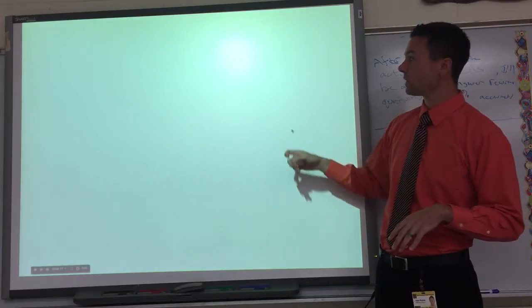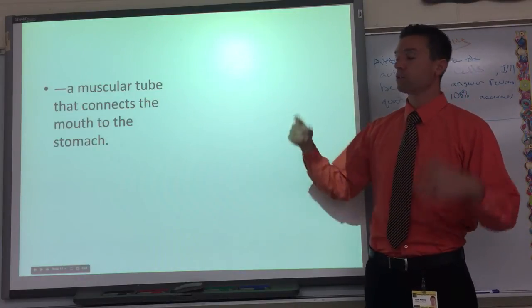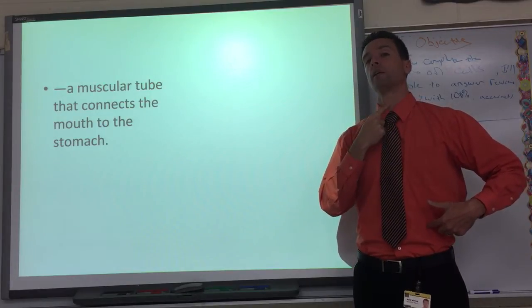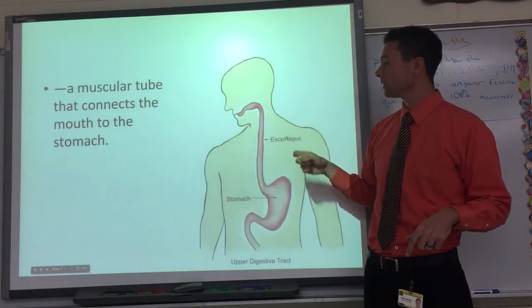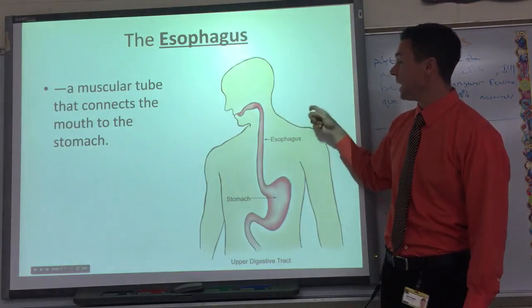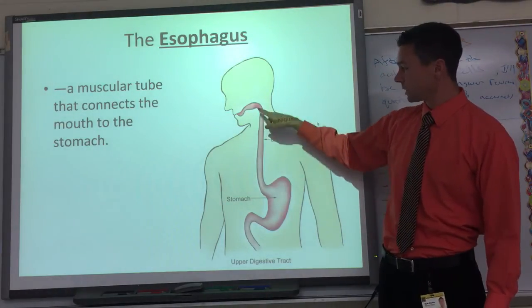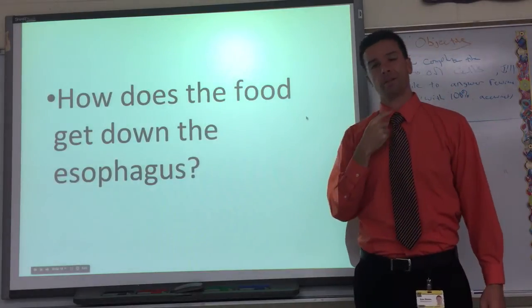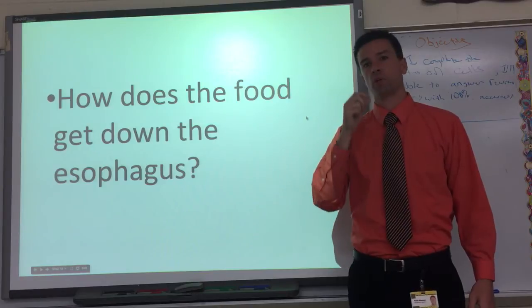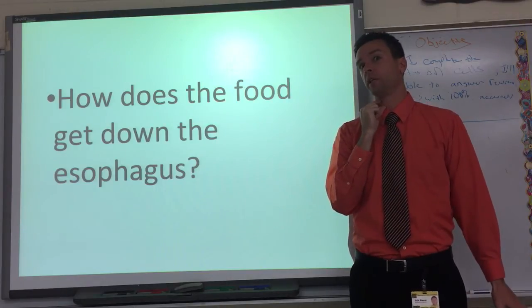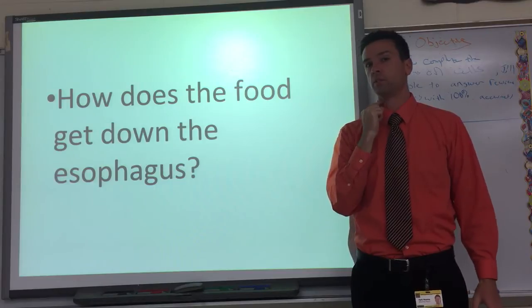All right, so after the mouth, it goes down a muscular tube that connects the mouth to the stomach. Right there next to your windpipe, and that is called your esophagus. So mouth, stomach, tube, it goes down the esophagus. Now, how does it get down there? Maybe you never thought of it before, because when you swallow, you put it right here, and then you basically leave it up to your digestive system to take the rest. You just put it right there.